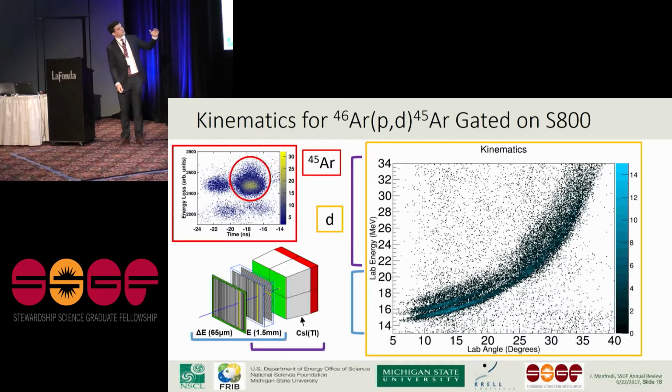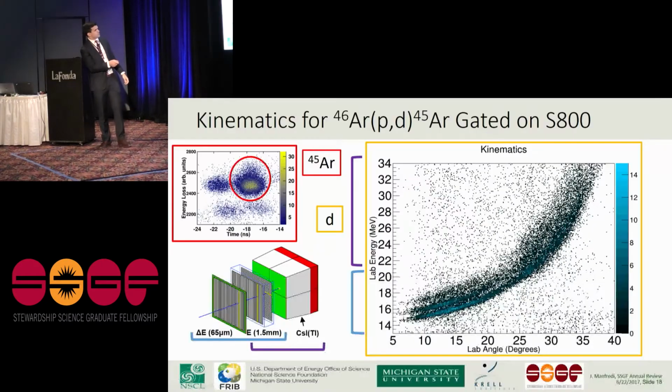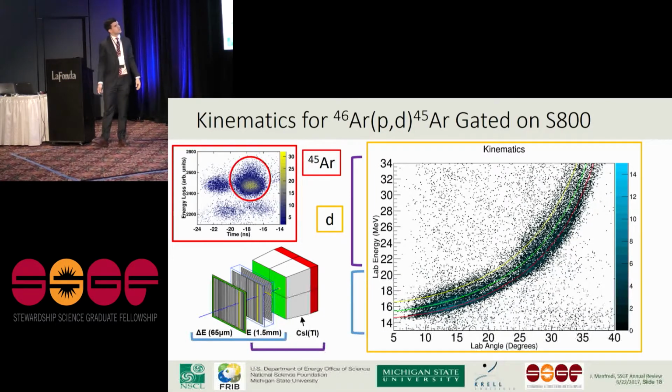I want to point out that you can see the two stages of PID. As you go from the silicon to the cesium iodide, your resolution gets a lot worse, and you can really see that happening back here once you get into the purple range. We can compare this to the kinematic calculations, and we get pretty good agreement.